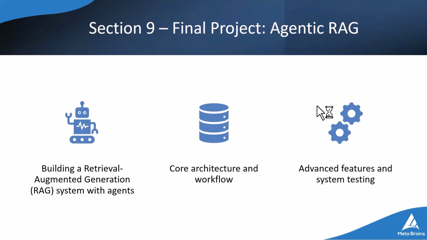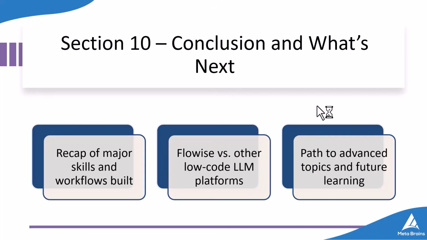Section 9. Final project. Agentic RAG. To wrap up, you'll implement a complete agent-centric pipeline with Retrieval Augmented Generation, RAG, a powerful framework for enterprise applications. This is where you bring together everything you've learned to solve a realistic business challenge, adding true value to your stakeholders.